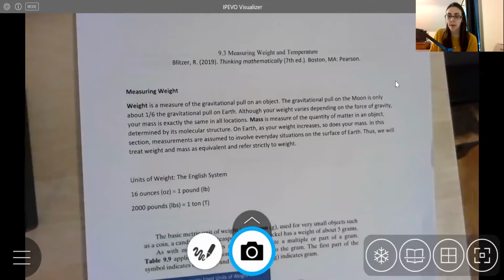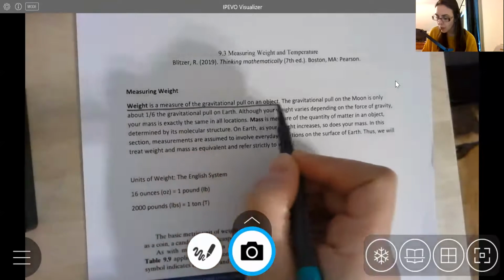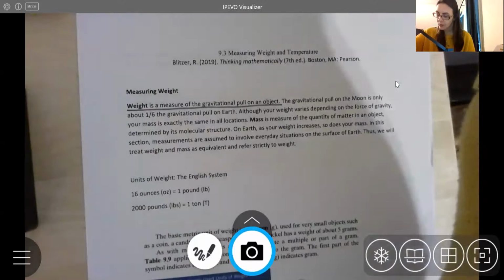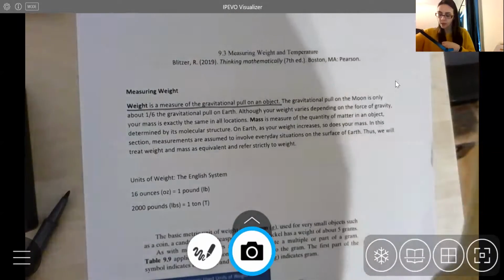So the last thing we're going to talk about here would be weight and temperature. So weight is actually a measure of the gravitational pull on an object. And the gravitational pull on the moon actually is different than the gravitational pull on Earth.